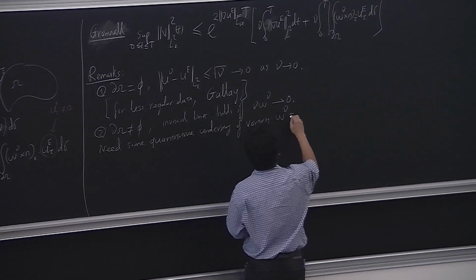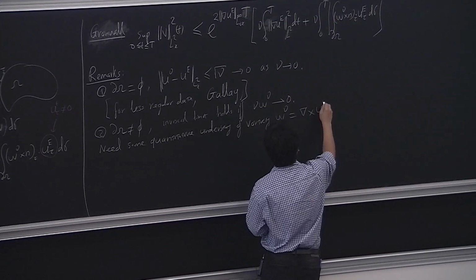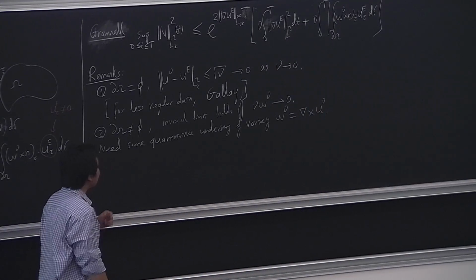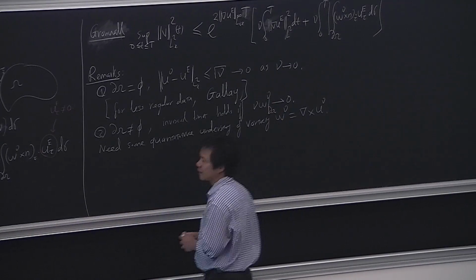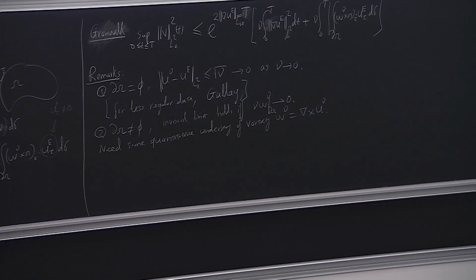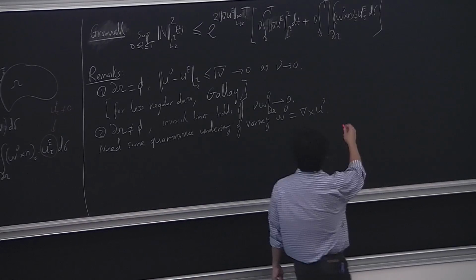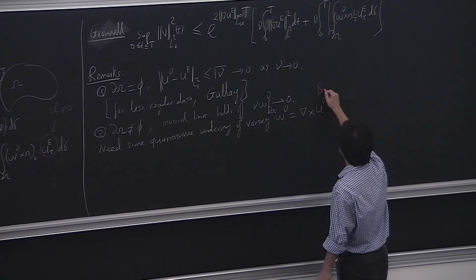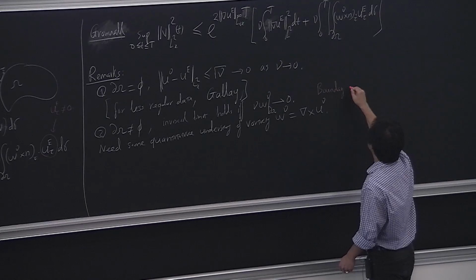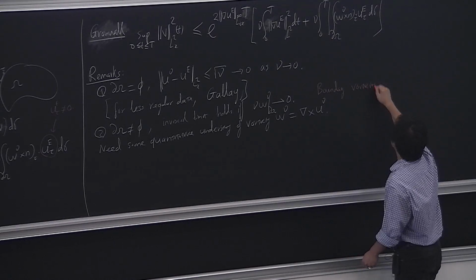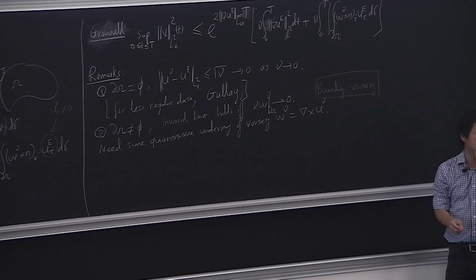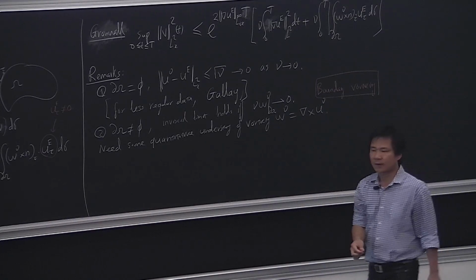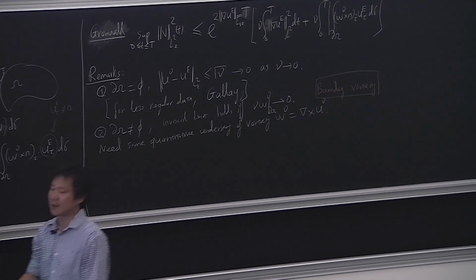So vorticity is, of course, by definition, the curl of u. It's on the boundary. So it seems like the boundary vorticity is the issue. So maybe let's put that in red. So the boundary vorticity is the main issue. Okay, the boundary vorticity. So you need to understand the vorticity on the boundary.